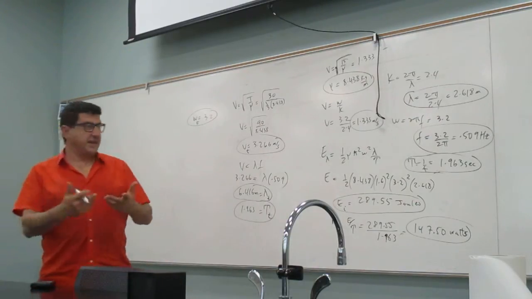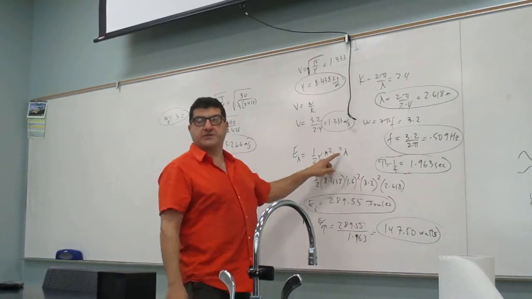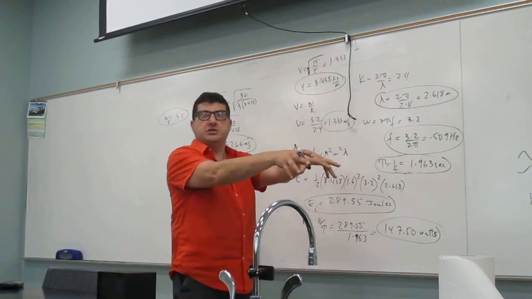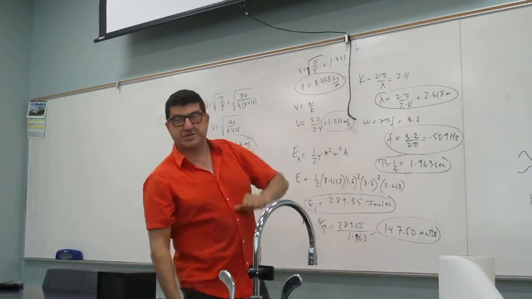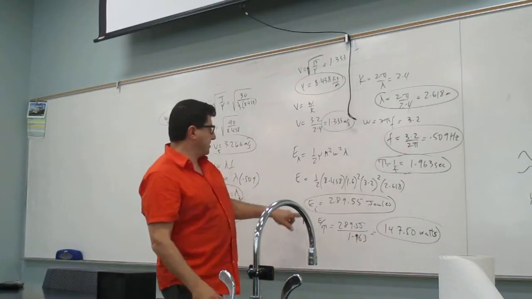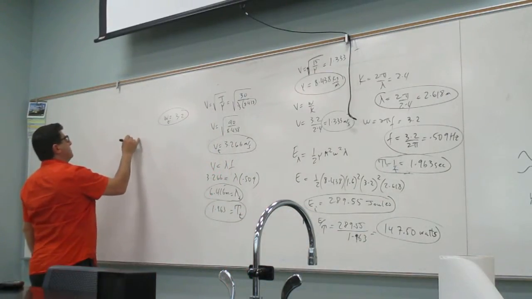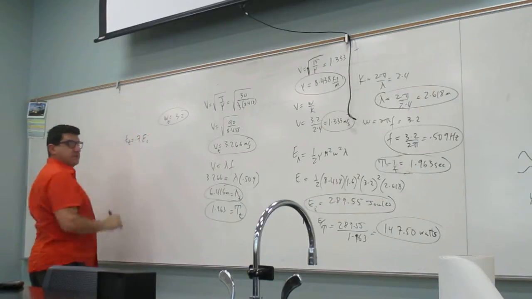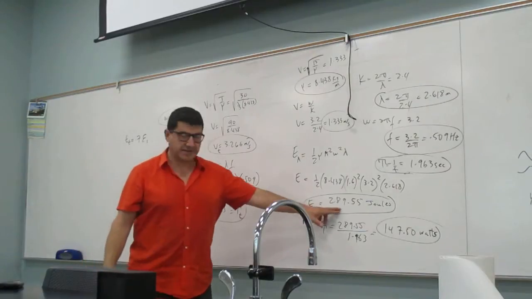Well, that has to do with energy too, right? The energy of the wave. How much of the energy of the wave is transmitted into the new string? 70% of the energy, right? So the transmitted energy is going to be 0.7 of the incident energy. You see? So which is going to be 0.7 of this guy, 289.